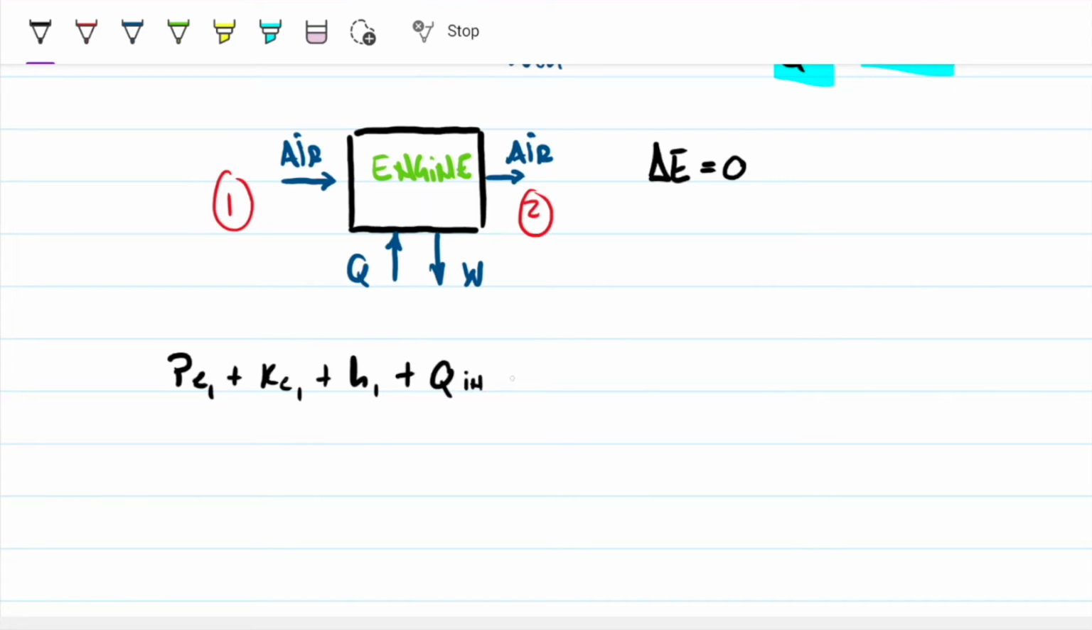Minus what's going out. What's going out? Well, we'll have the potential energy of 2, the kinetic energy of 2, the enthalpy of 2, and then we also have obviously the work that's being outputted. All of that has to be equal to 0. That's what the first law tells us, right?